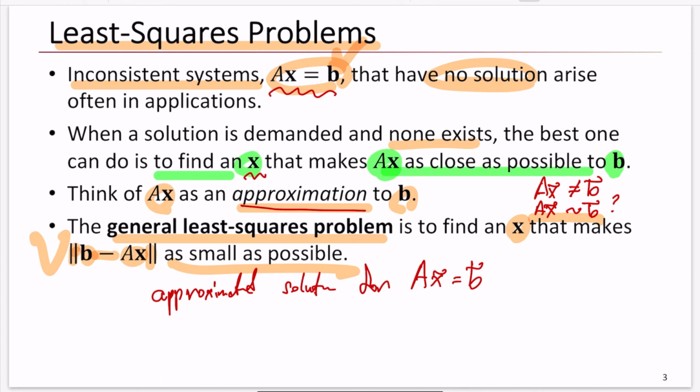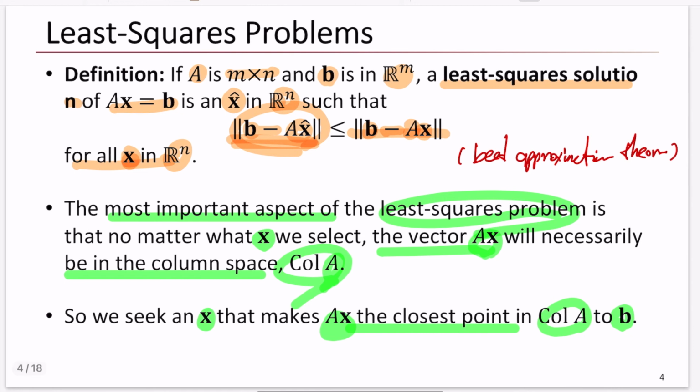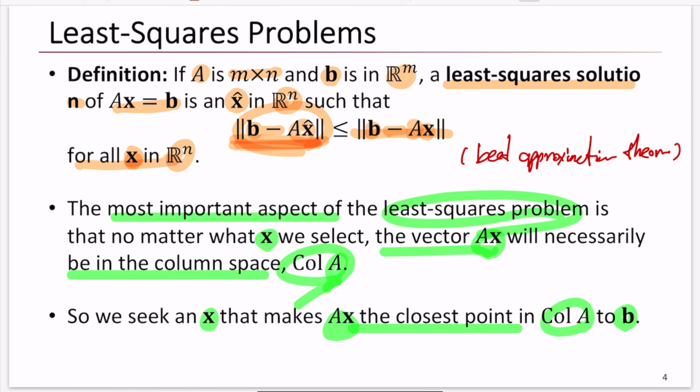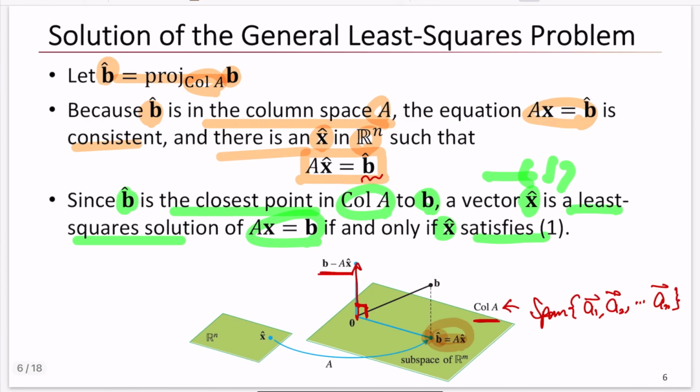그쵸? 어떤 경우가 어프록시메이션 솔루션이냐? 어떤 X가 뭔지 모르겠지만 AX가 B랑 같을 수는 없겠지만 B와의 차이가 가장 작아지는 X가 무엇이냐가 어프록시메이션 솔루션이고요. 결국 이걸 찾는 거고, 베스트 어프록시메이션 띠어럼과 유사한데, 결국 length B-AX가 다른 어떤 X로 했을 때보다 더 작아지는 X를 찾는 거예요. 그건 AX가 B의 올소고널 프로젝션인 경우에, 컬럼 스페이스 안에 있어야 되니까, B가 밖에 있으니 프로젝션 시켰을 때 가장 가까운 점이 되는 거고, 쭉쭉 계산해보면 돼요.